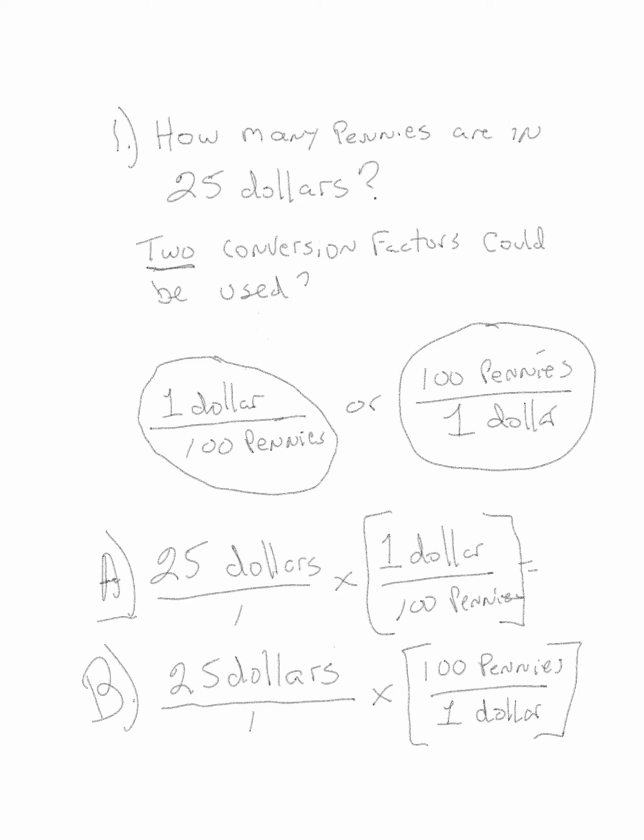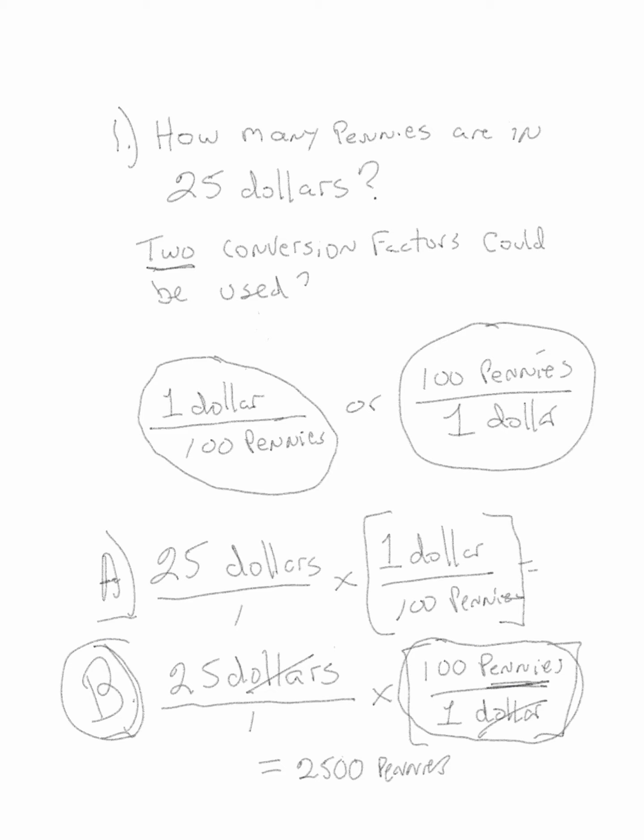Now we could use B, the bottom one. $25 times 100 pennies over $1. Because the dollars are in the numerator and denominator, dollars are going to cancel out. Now you're left with pennies, which is the unit that I wanted. So 25 times 100 equals 2,500 pennies. So this is the correct one to use. I want to use B, this conversion factor here, not the other conversion factor.